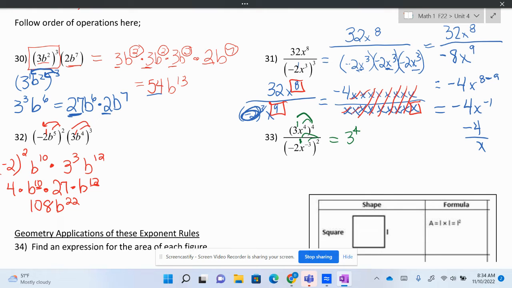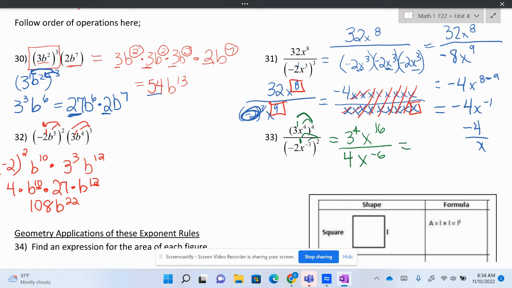X to the 4 times 4 is x to the 16th over -2 to the 2 power. So is my final answer going to be odd or even? I'm taking -2 and I'm raising it to an even number. So is my final answer going to be positive or negative? It's going to be positive. 2 times 2 is 4. -3 times -2 is x to the -6.